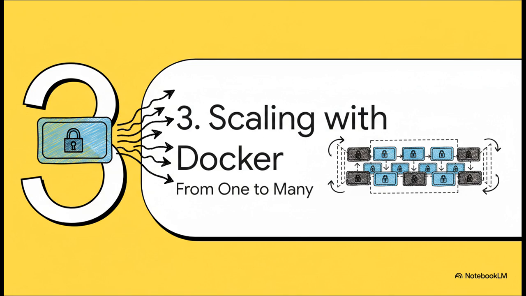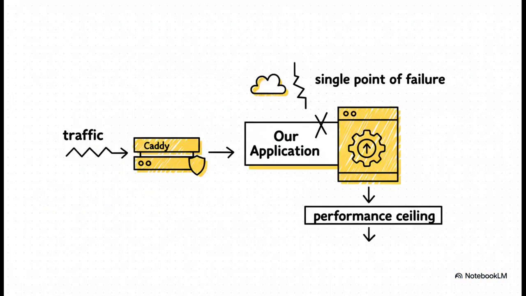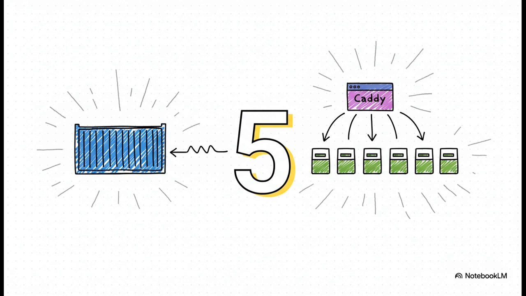We need to scale. So at this point, our setup is pretty simple. Traffic comes in, hits Caddy, and Caddy forwards it to our one single running app. Now, this works, but it's a major bottleneck. If that one instance goes down, your whole site is offline. But now, watch what happens. With Docker, we can instantly spin up 5 replicas of our app, or 50, it doesn't matter. Caddy sees all of them and starts spreading the traffic across the whole group. Right away, we've massively boosted our capacity and made the whole system way more resilient.